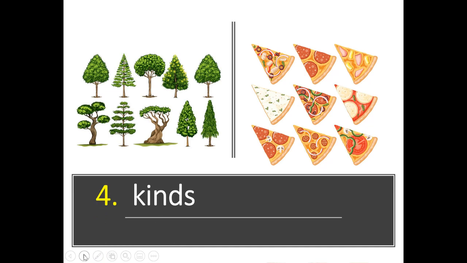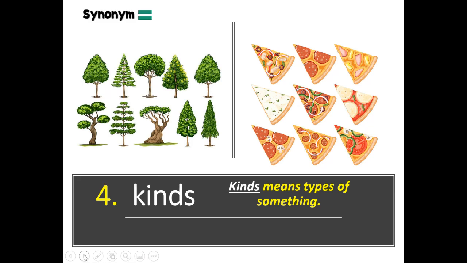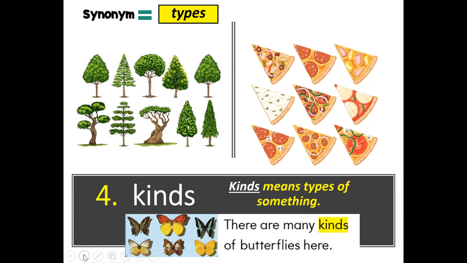Kinds means types of something. So a synonym or word that means the same is types. There are many kinds of butterflies here. You could also say there are many types of butterflies here.